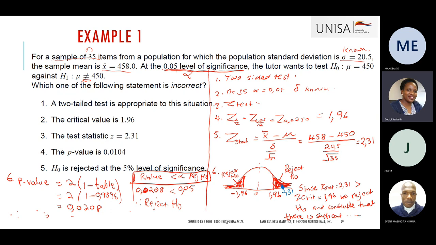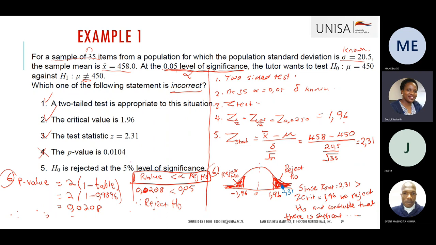So now let's look at how we answer the question. Six steps: whether we use the critical value or the p-value, we still reach the same conclusion. Which one of the following statements is incorrect? Number one, this is a two-tailed test. We did confirm that. The critical value is 1.96. We did find that. The test statistic is 2.31. We did find that. The p-value is 0.01. We did find that the p-value is 0.0208. If it was a one-sided test, it would have been true, because 1 minus 0.9896 is 0.0104.